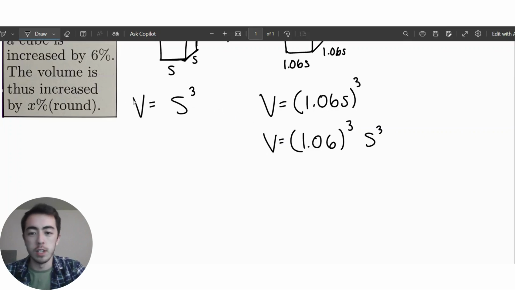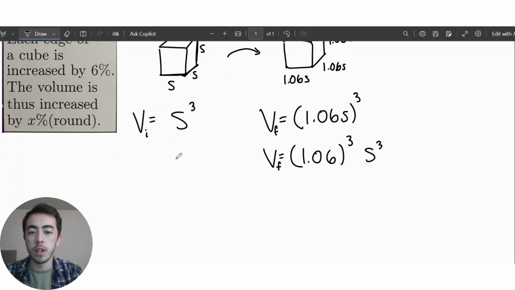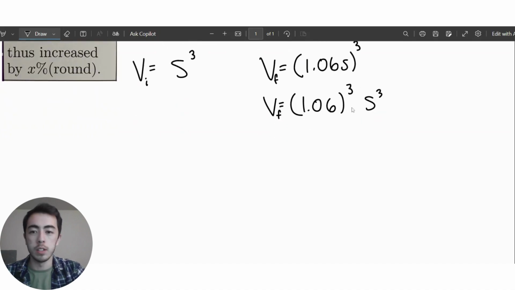I guess I should differentiate between these two. I'll say volume initial and then volume final after I apply that transformation of scaling it up by 6%. So each edge goes up by 6%, but I don't yet know the percent increase for the volume. It's a little bit unclear, especially when I haven't done the math right here. So let's just do a little bit of decimal multiplication and figure out what I can rename this number to.